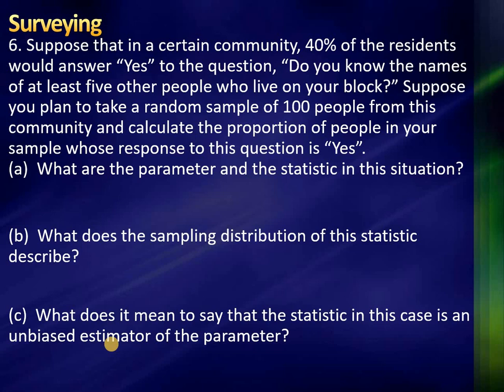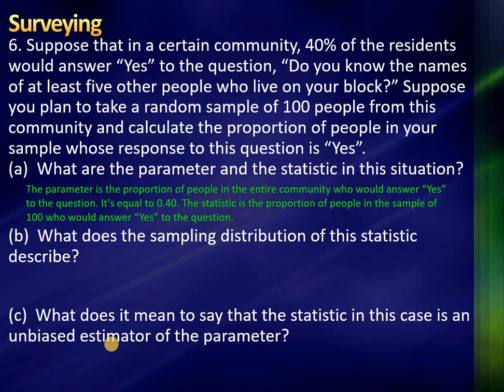Okay, the statistic is going to be the actual number that you get from your sample of 100. This is about context. The parameter is the proportion of the people in the entire community, being very specific here, who would answer yes to the question, and our parameter here is 0.4. The statistic is those in my sample of 100 that actually say yes. Do you understand the difference here? One is what's actually true about my entire community. The other one is what did I get from my sample of 100.